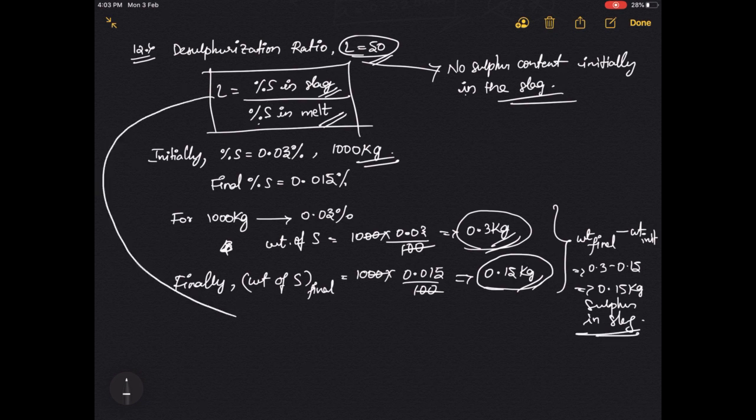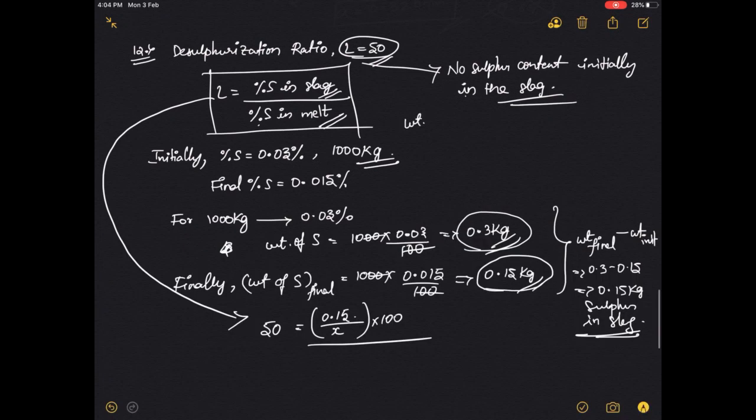So now bringing back our formula, we need L equal to 50 and this equal to, we need the percentage, not the weight. So we want 0.15 divided by X. This is the percentage where I am assuming X to be the weight of the slag. This is what we have to calculate. So we have to calculate the weight of slag used for this treatment. Okay, so I am assuming this to be X and I am using it in this formula.